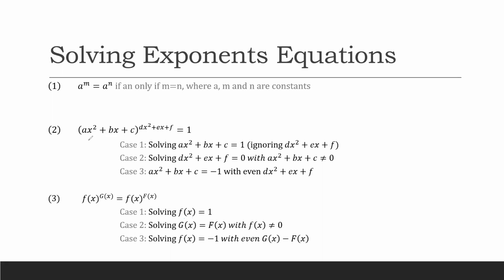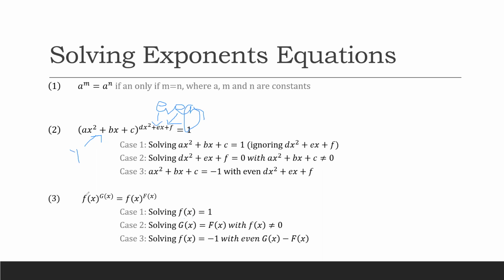So the first case is that this here is 1, and you know that 1 to any power is 1. So you can just ignore this. Or you could say this is equal to 0. You could solve for that because you know that anything to the 0th power is 1. But 0 to the 0 is not 1. So you have to make sure this isn't 0. And the third case is if this is negative 1 and this is even. And this works because negative 1 to any even power is 1.